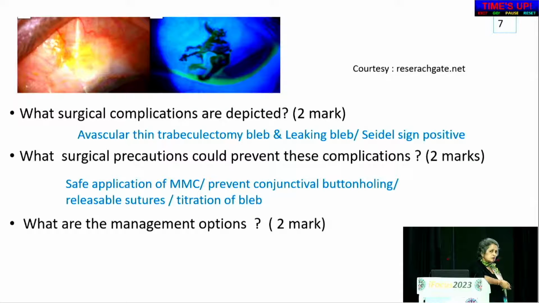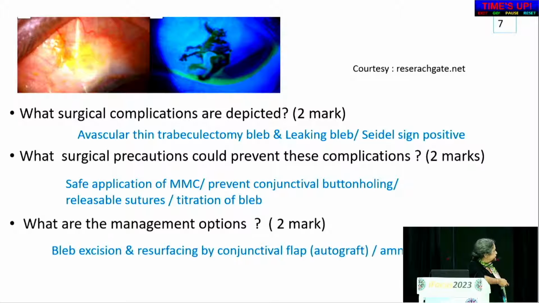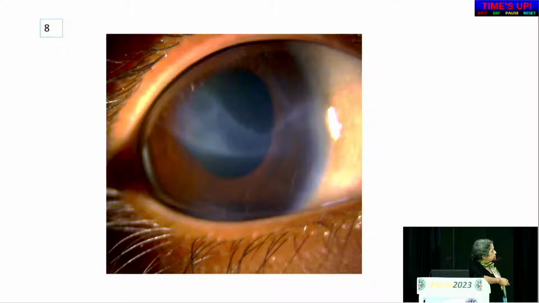What is Seidel's scotoma and what is Seidel's test? Seidel's test is this. What is Seidel's scotoma? The scotoma in the paracentral areas with an early arcuate. I think that should be the last one. Bleb excision. This type of bleb can't survive, so bleb excision and resurfacing by conjunctival flap, autograft or amniotic membrane. Okay, I think this is the last one.